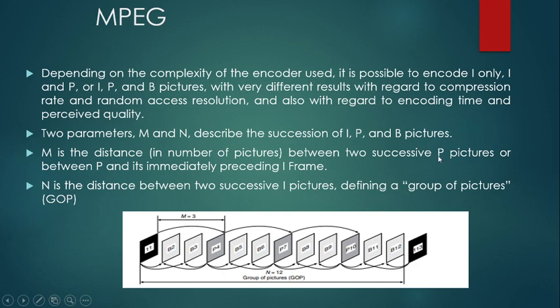So it defines a group of pictures, GOP, we call it N. So N is 12 in this particular case. You can see the distance between the I pictures is going to be 12.